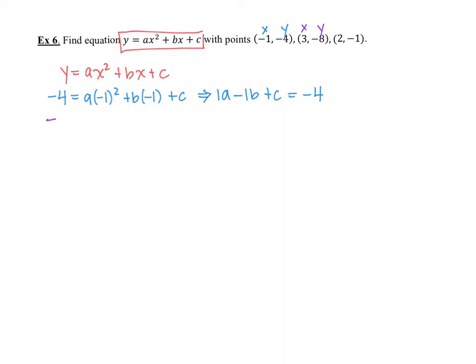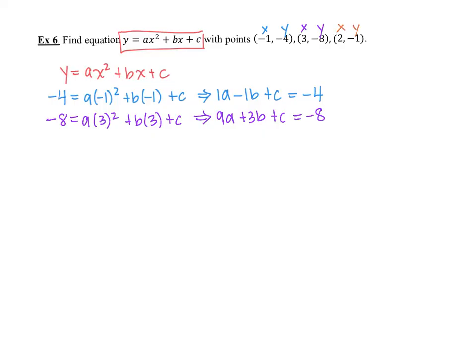Okay, so y equals a times x squared plus bx plus c. And I am going to rewrite it just because I'm going to have to solve it. So 3 squared is 9, so 9a plus 3b plus c equals negative 8. Since I need to find a, b, and c, I do need 3 equations. So let me go ahead and plug in the last ordered pair.